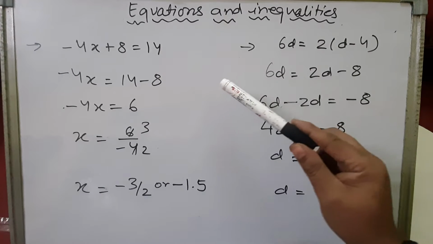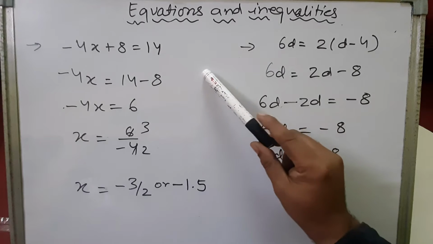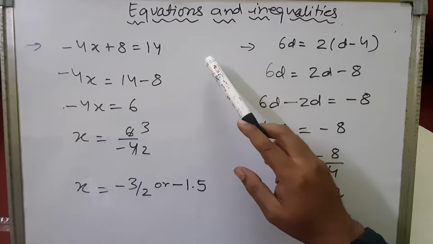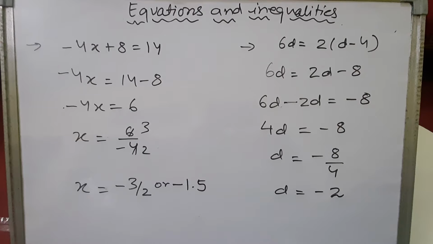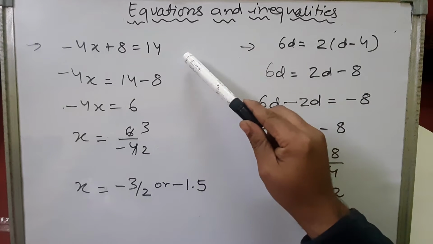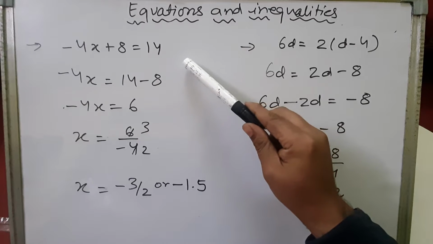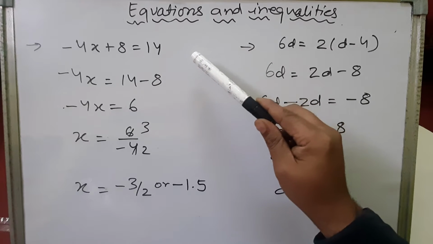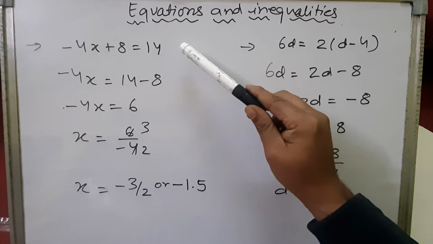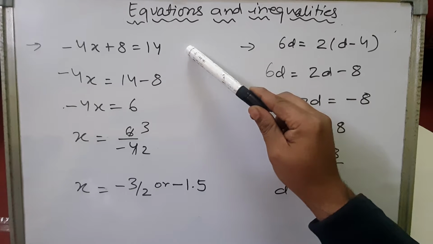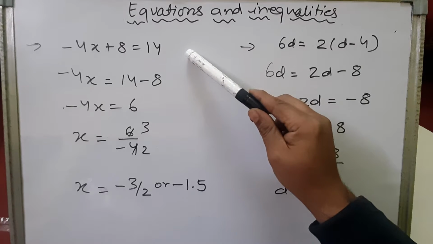So suppose we have to calculate the value of the unknown variable, which is x here. What operations will we apply to calculate the value of x? We'll try to learn and understand. Okay, so remember first of all that anything when transferred across the equal to sign, the sign will change, right? So the equation given to us is minus 4x plus 8 equals 14.